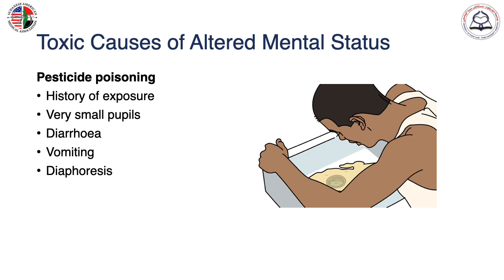In poisoning, you can get a history of exposure. It could be by inhalation, by skin, and even sometimes by oral intake. The patient can have diarrhea, vomiting, diaphoresis, and very small pupils. These are suggestive of exposure, especially in those who are in agricultural work.